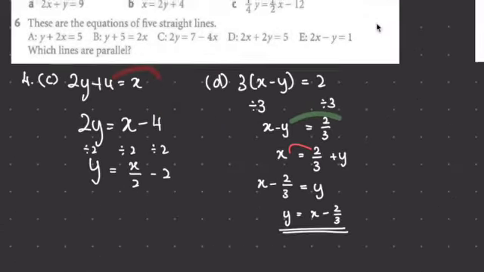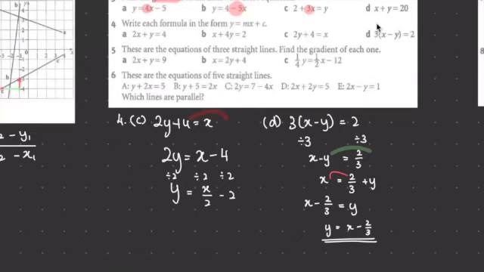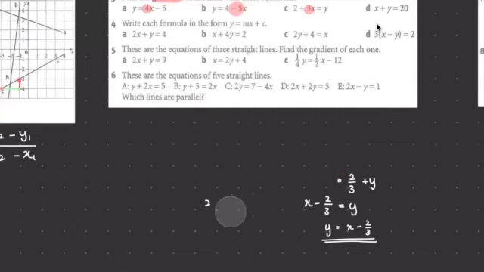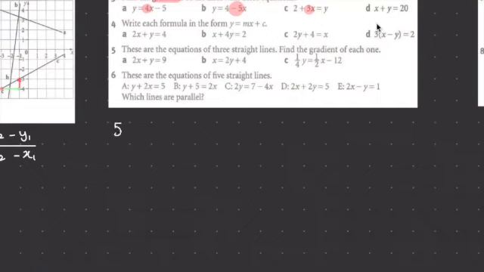Okay, that's for number 4. Check out number 5. Number 5 says that these are equations of a straight line. Find the gradient of each one. So in order to find the gradient, we need to leave y alone as always.